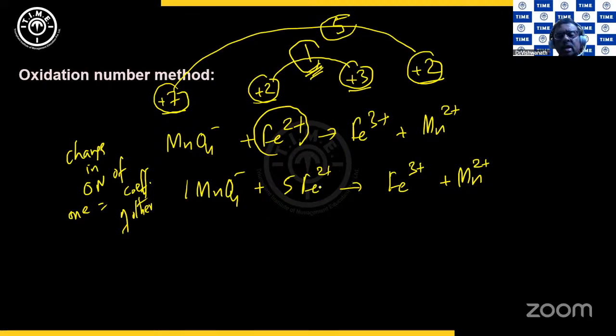Looking at the left hand side, balance the right hand side. So if you have 1 Mn, we need to have only 1 Mn there. If you have 5 Fe, add 5 Fe there. Now the atoms other than oxygen and hydrogen are balanced.